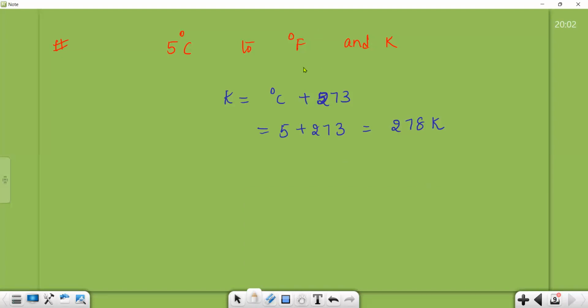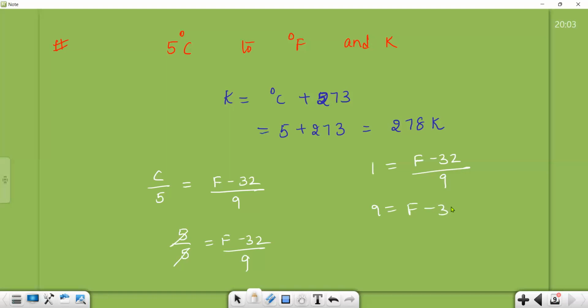No, ma'am. Okay, so what formula do you use to convert Celsius to Fahrenheit? C by 5 is equal to F minus 32 by 9. C is given as 5. So 5 by 5 is equal to F minus 32 by 9. Both get cancelled and we are left with 1. So 1 is equal to F minus 32 by 9. Ma'am, I did C into 9 by 5 plus 32. Then also we get the same. Yes, both are same, so we can do it in any way. So F becomes 41 degrees Fahrenheit. Clear? Yes, ma'am.